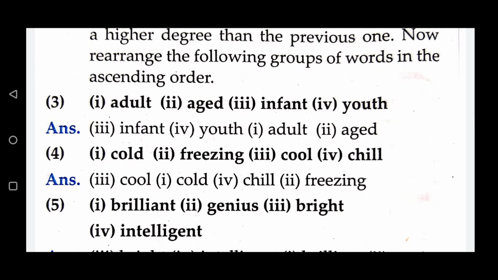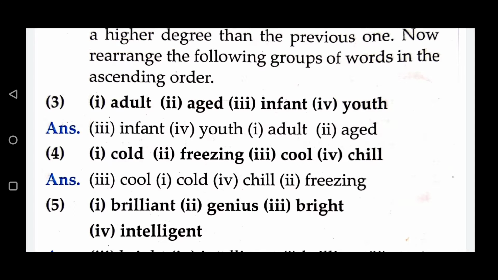Adult, aged, infant, youth. Now this kind of a question is very confusing at times. Therefore, you have to pay attention to the question. What the question is? Is the question that arrange the words in alphabetical order, or is the question rearrange the following group of words in the ascending order? So group of words in ascending order or group of words in alphabetical order. These two are different things.